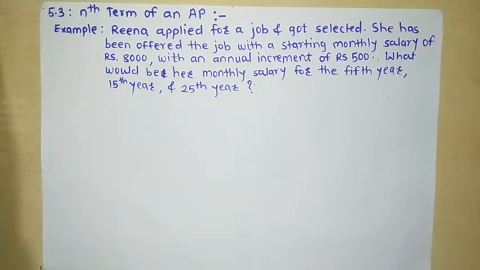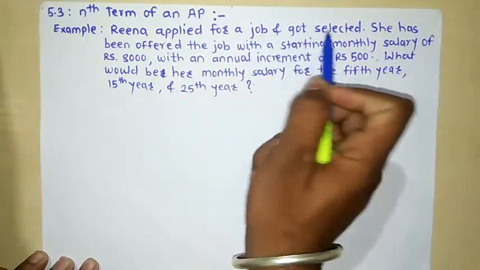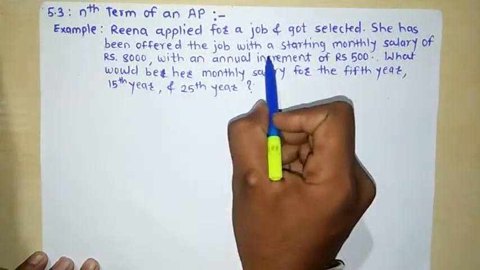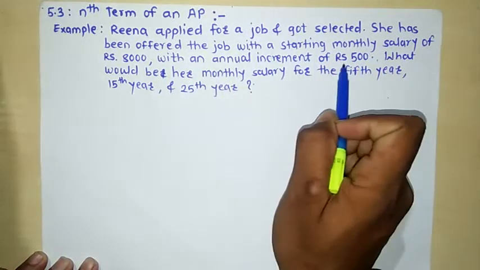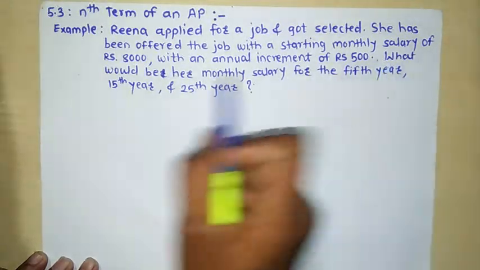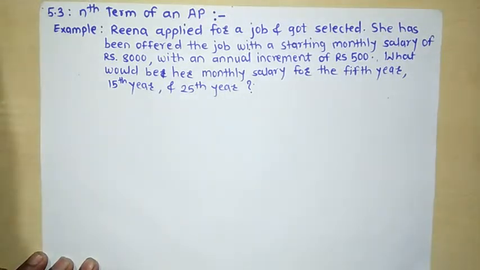Now write down the next title, nth term of an AP. Okay, now we will see nth term of an AP. By using an example, we can see how to find the nth term of an AP. The example is, Reena applied for a job and got selected. She has been offered the job with a starting monthly salary of rupees 8,000 with an annual increment of rupees 500. What would be her monthly salary for the 5th year, 15th year and 25th year? Like this it is given. Let us see.